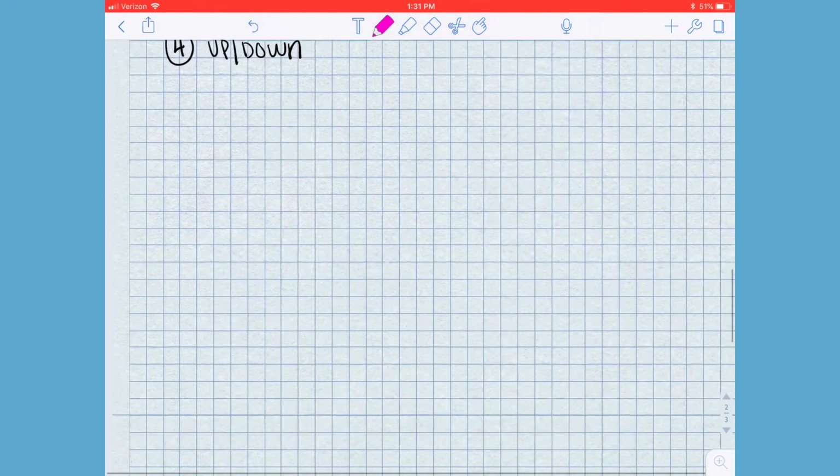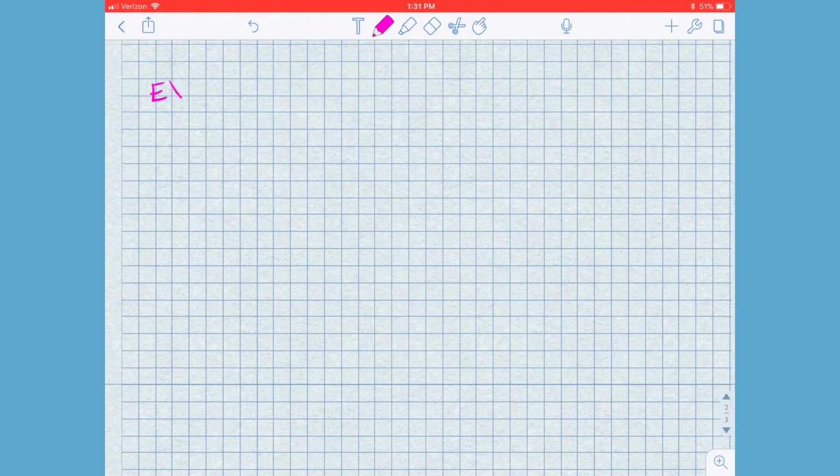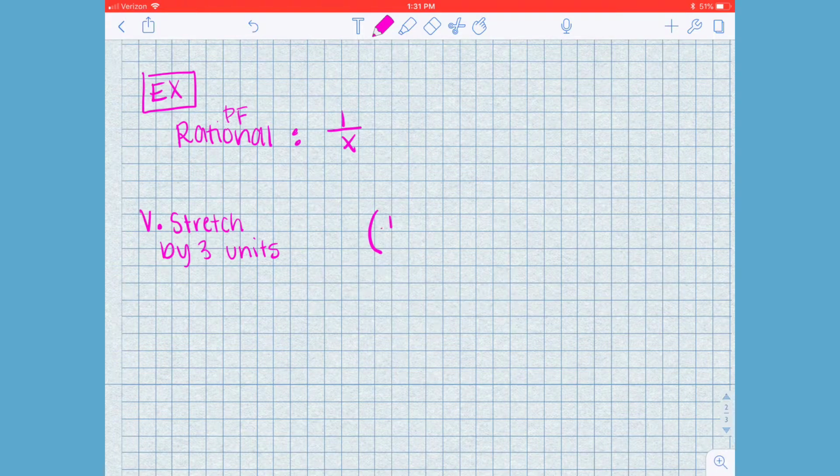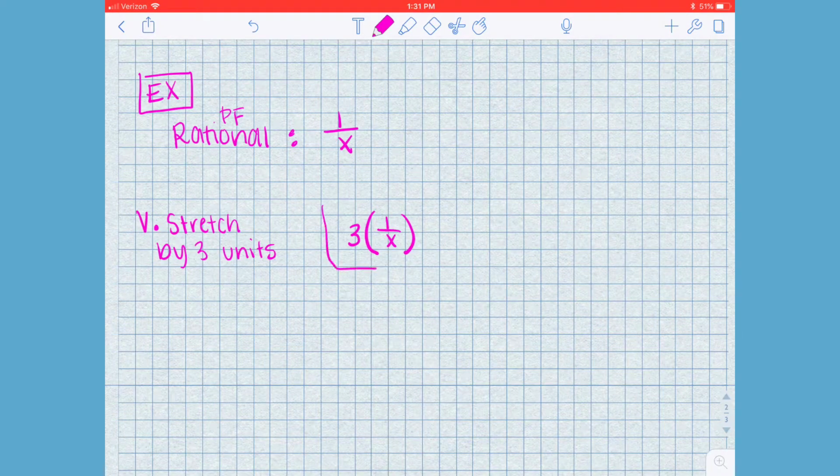Before I end this video, I do want to look at some examples. Let's say that I am going to deal with a rational function. We know that the parent function for a rational is 1 over x. Let's say that I want to perform a vertical stretch by 3 units. That means I am taking the parent function, 1 over x, and multiplying it by 3. This is one way you could write your answer, or I could multiply this and get 3 over x.